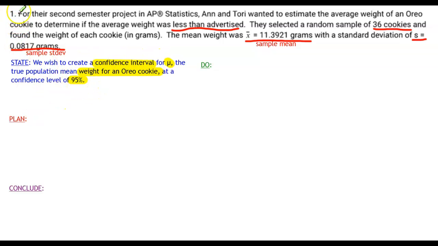All right, let's move on to the plan step. Remember, plan step is not just the thing that we are going to do, like the procedure that we're going to do, but also checking conditions. Pause the video, try this out, and then see if you got it right.